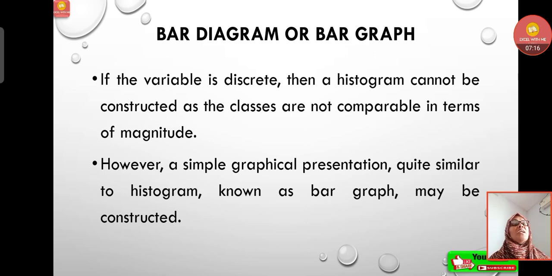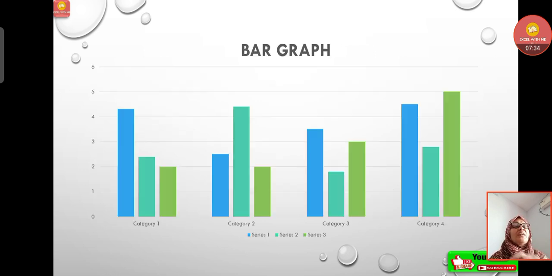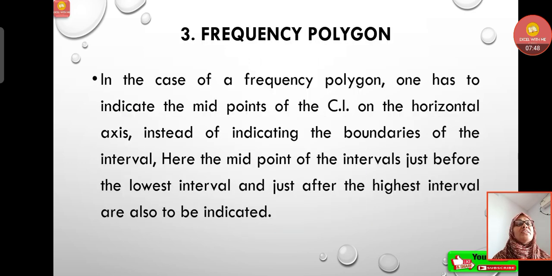Now, the bar diagram or bar graph. If the variable is discrete, then a histogram cannot be constructed as the classes are not comparable in terms of magnitude. So in that case, what do we do? A simple graphical presentation quite similar to a histogram, known as a bar graph, may be constructed. Here you can see the comparison also is given: category 1 here in the bar graph, then category 2, category 3, like that. We can easily do the comparison through this bar graph.